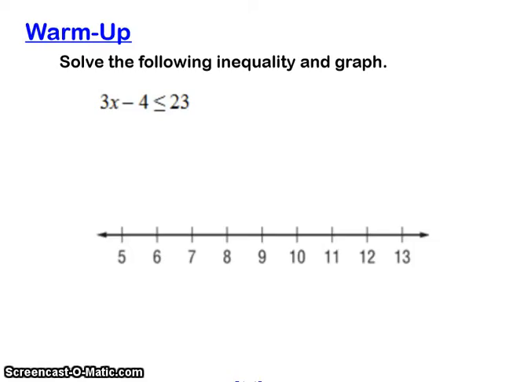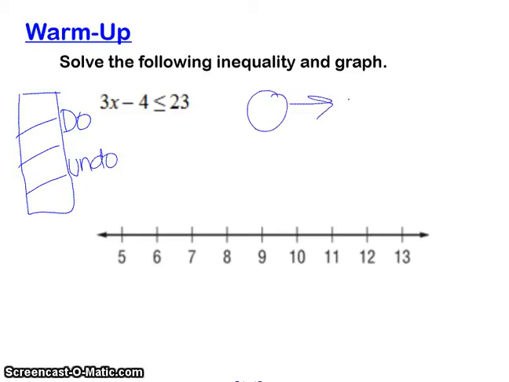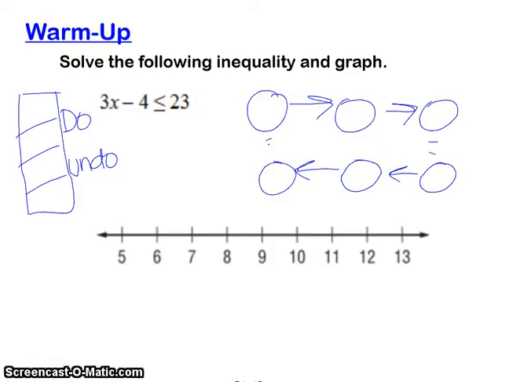This is your warm-up. It says solve the following inequality and graph it. So this is a two-step inequality, so there are a couple ways that I can do this. The very first way I can do this is to do my do and undo boxes. Or I can do my flow chart. Or I can just solve it without using any of those. So go ahead and pause your video so that you can do your warm-up and I will come around to check it.